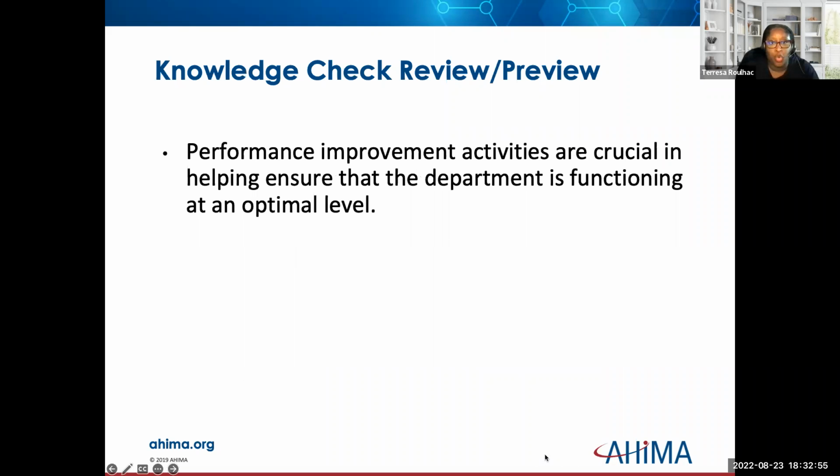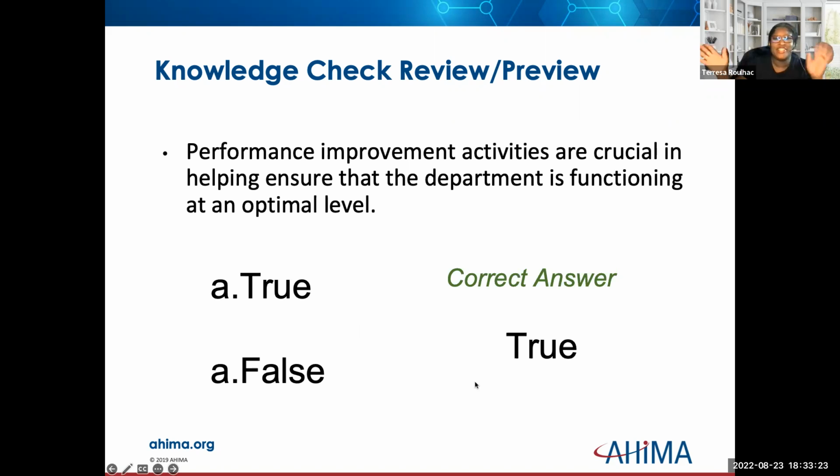And then our last question of the night. It's a true or false question. Performance improvement activities are crucial in helping ensure that the department is functioning at optimal level. What do you think that is? True or false? The correct answer is true.